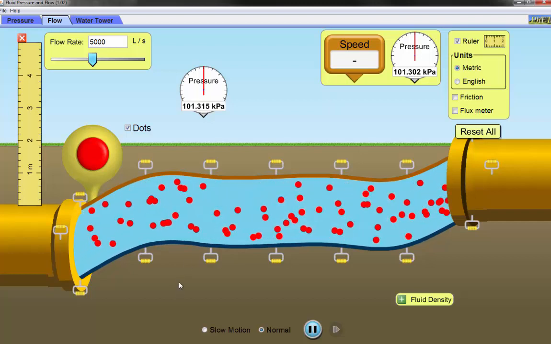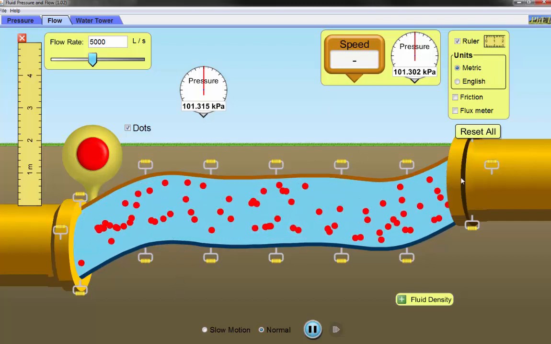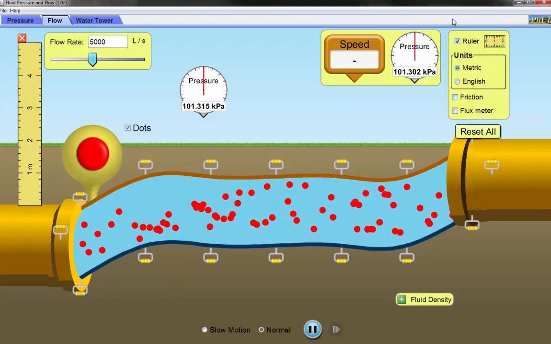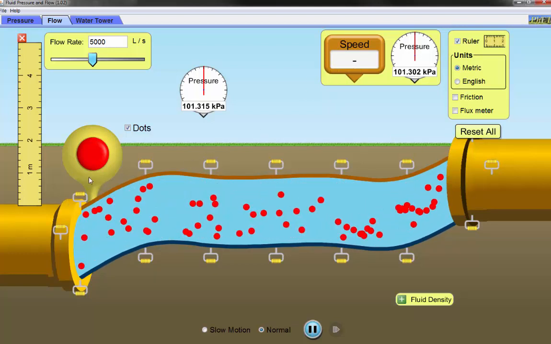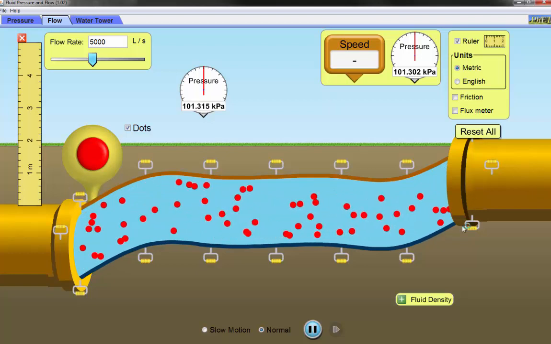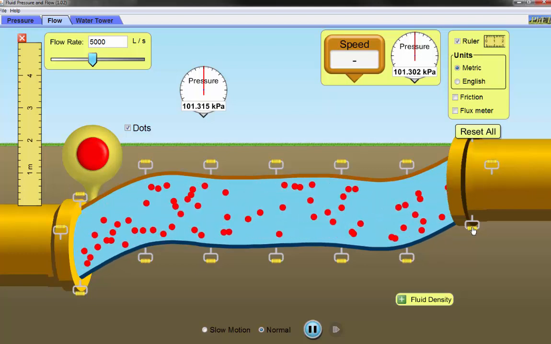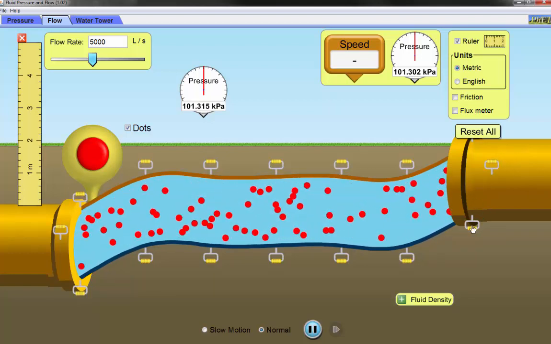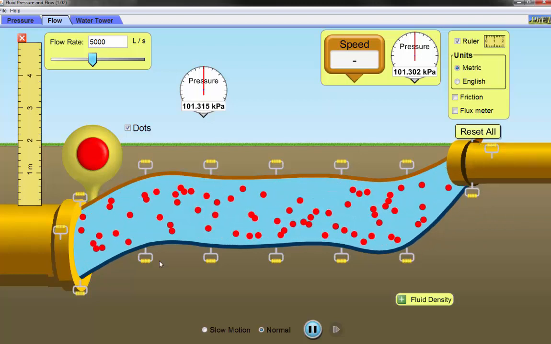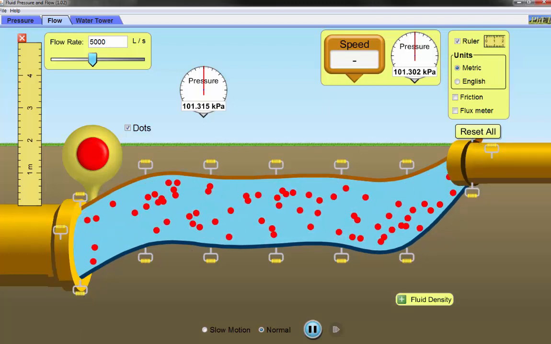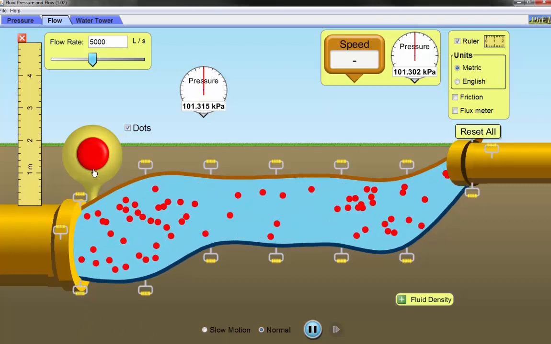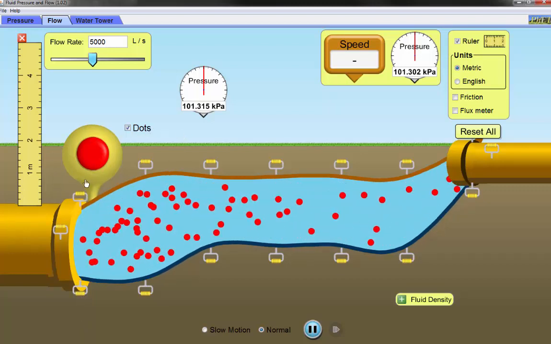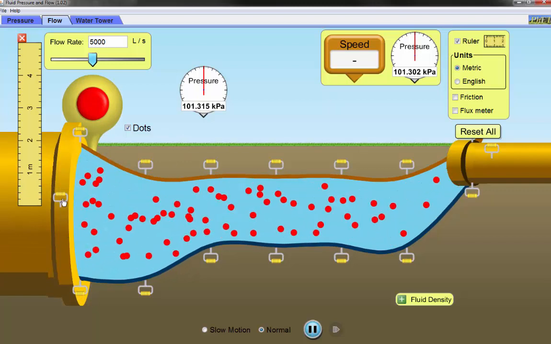All right, so what else can we change in this? Well, we can change the thickness of the tube at various points. So what I'm going to do for my last little trick is I'm going to narrow the tube over here. I'm going to widen it as much as I can over here. Which seems to be difficult to do with the actual tube. There we go.